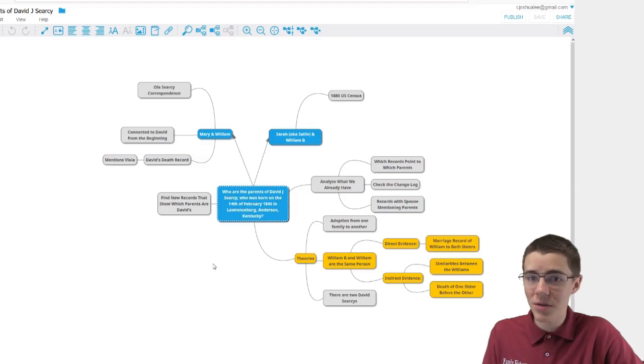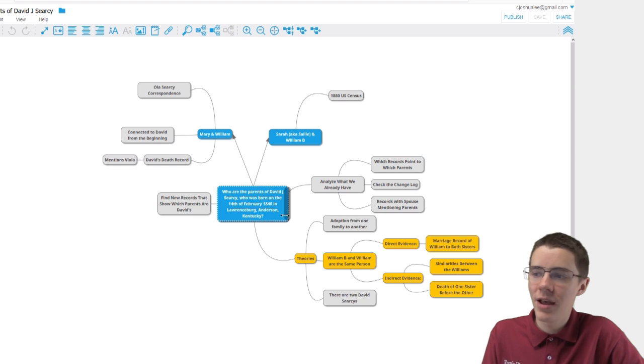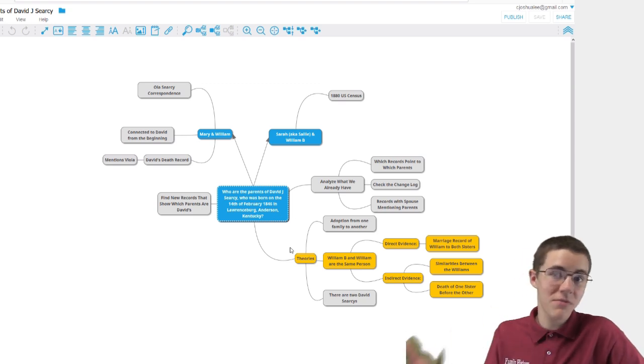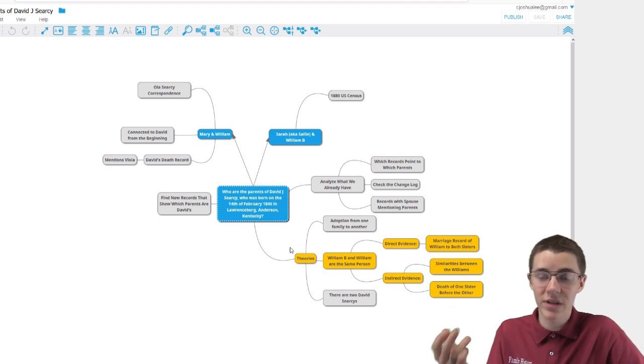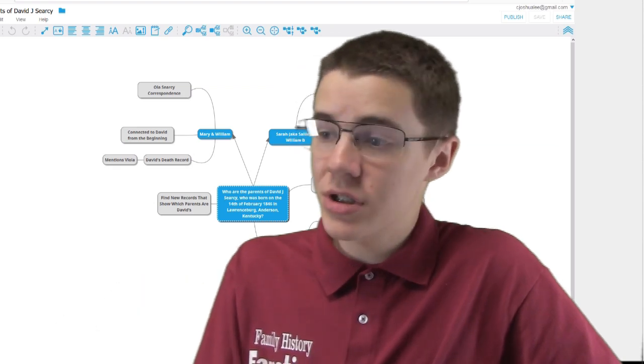Today we're going to be talking about my current research that I'm working on, and that is trying to figure out who the parents of David J. Searcy are. He's got two sets of parents and only a few records linking them to him, and so I've been having a lot of trouble trying to find more records to prove and disprove the parentage of David J. Searcy. So one of the things that I've been using in order to help my research is theories.